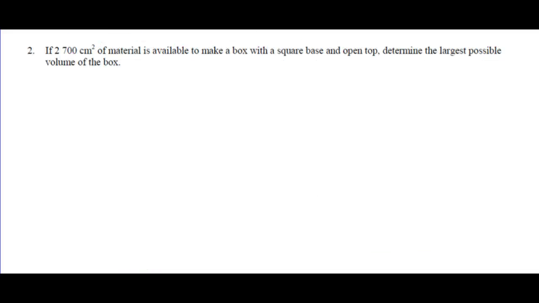2. If 2,700 square centimeters of material is available to make a box with a square base and an open top, determine the largest possible volume of the box. Okay, so then what we should do is, let's start with a diagram of an open-topped box.